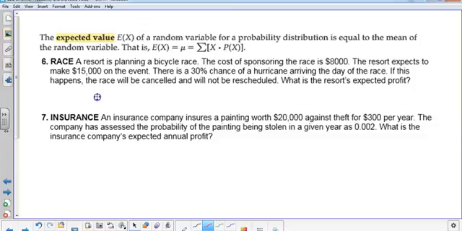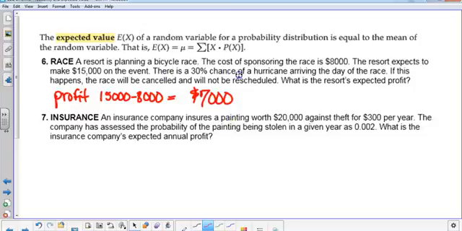The first one needs a little clarification. A resort is planning a bicycle race. The cost of sponsoring the race is $8,000. So they're in the hole $8,000, okay? The resort expects to make $15,000 on the event. We have to decide if that's profit or that's just what's going to come in. The other classes decided they thought that's what came in on the day of the race. So the actual profit would be what? Yeah, 15,000 minus 8,000. I'm not sure how they actually intended this, but it would be $7,000 profit, okay?